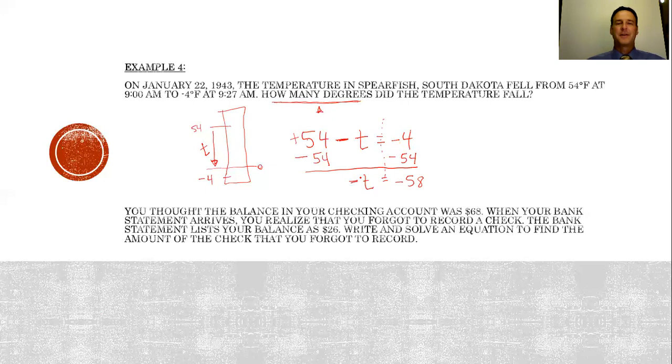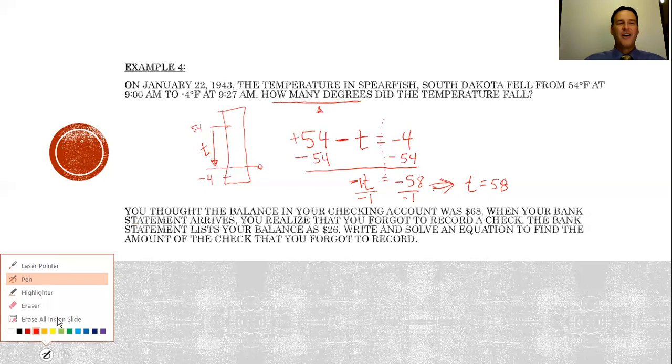You do have a negative here, it's a -1, and the way you get rid of a -1 when you're being multiplied by a t is to divide. So the opposite of multiplication is division. And so you will finish with T is equal to 58. Sorry, 58.